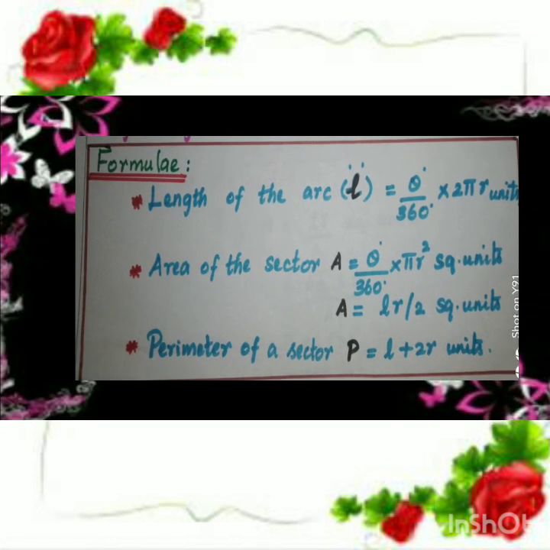Formulae: length of the arc equal to theta by 360 degree into 2 pi r units. Area of the sector A equal to theta by 360 degree into pi r square units. We can also find the area of the sector using this formula A equal to LR by 2 square units. When central angle is given, find area of the sector by using the first formula. When length of the arc is given, we can use the second formula A equal to LR by 2 square units. Then perimeter of a sector P equal to L plus 2R units.